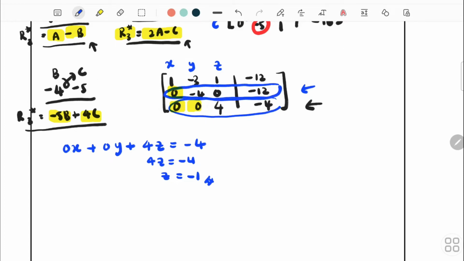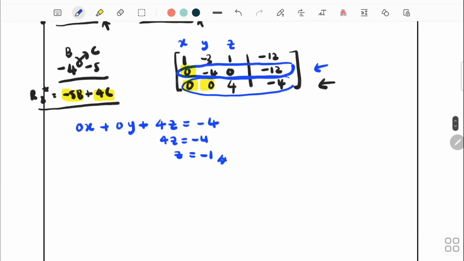Okay, you should start with the last row, and then the second row, and then go upward to the first row. That's the step that you have to follow. You shouldn't start with the first row, because when you start with the first row, you're not going to solve for any variable yet. You should start from the last row first.